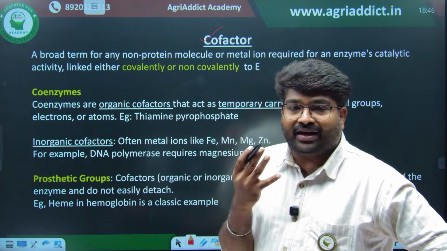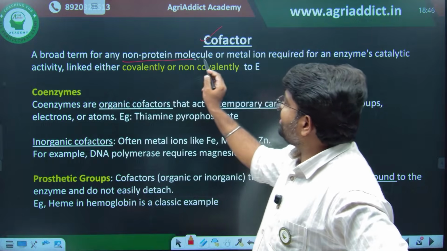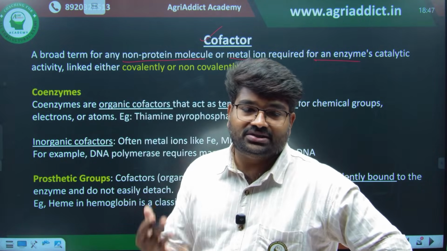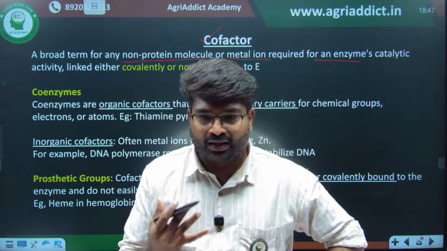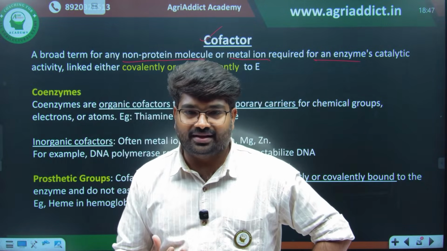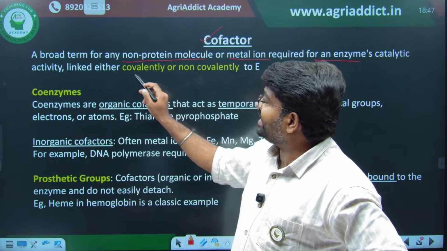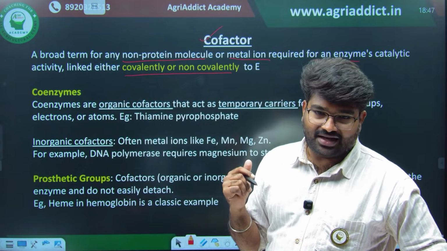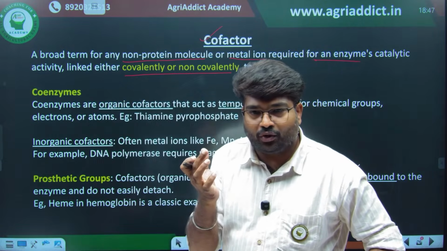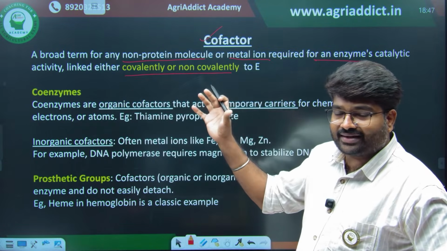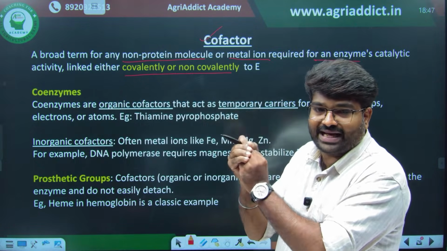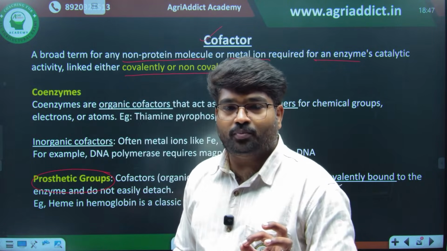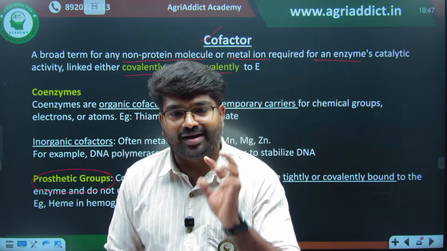Okay. A cofactor is what? It's a non-protein molecule or a metal ion that will increase the catalytic efficiency of an enzyme. Okay. This cofactor can bind either covalently or non-covalently to the enzyme. Another most important thing: if the cofactor is binding covalently to the enzyme, that is known as a prosthetic group. So a prosthetic group means it will bind covalently to the enzyme.